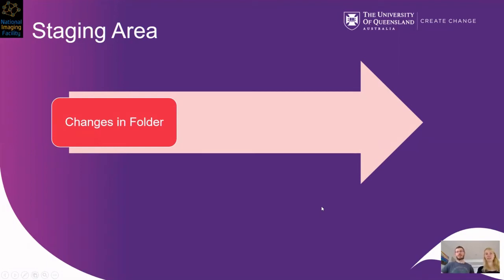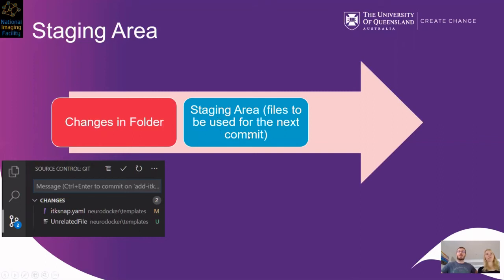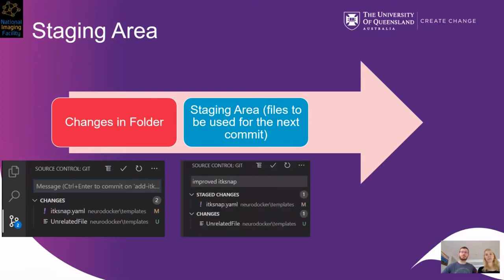What it is in the end: we have changes in our folder. So this is our working copy, our working folder. And here I changed 2 files. So let's say I worked on ITK snap, and that's the actual thing I want to commit. And then I have an unrelated file. What the staging area allows me to do is pick the files that I want to include in the next commit. So I could, for example, say, I only want to include the ITK snap YAML in the next commit. This would be the modified one. And this unrelated file, I keep for another commit when it's ready.